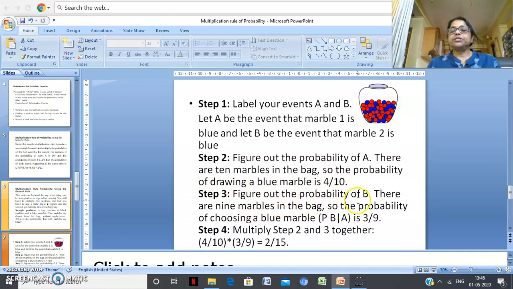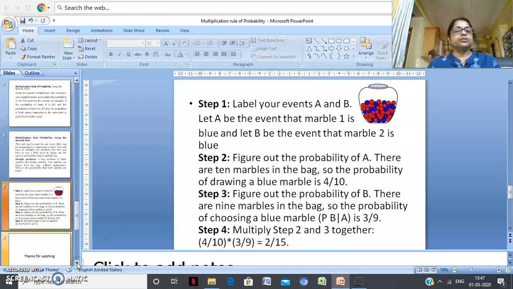Step 3: Figure out the probability of B. There are now 9 marbles in the bag, so the probability of choosing a blue marble, that is the probability of B given A, is 3/9. Now multiply steps 2 and 3 together. That is 4/10 multiplied by 3/9. This comes to 2/15.